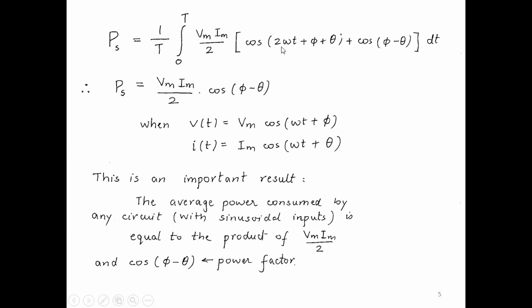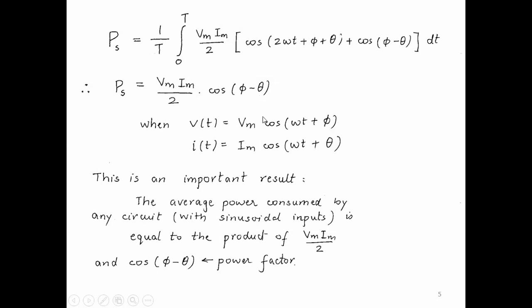In fact, now I am integrating it over two periods because this frequency is twice. So the period is actually T by 2. Anyway, so the integral of the first term is 0, and the second term is a constant with respect to time. So we'll get Vm Im by 2 cos(phi minus theta) integral dt divided by capital T, so that is just 1. So we'll get the average power as Vm Im by 2 cos(phi minus theta).